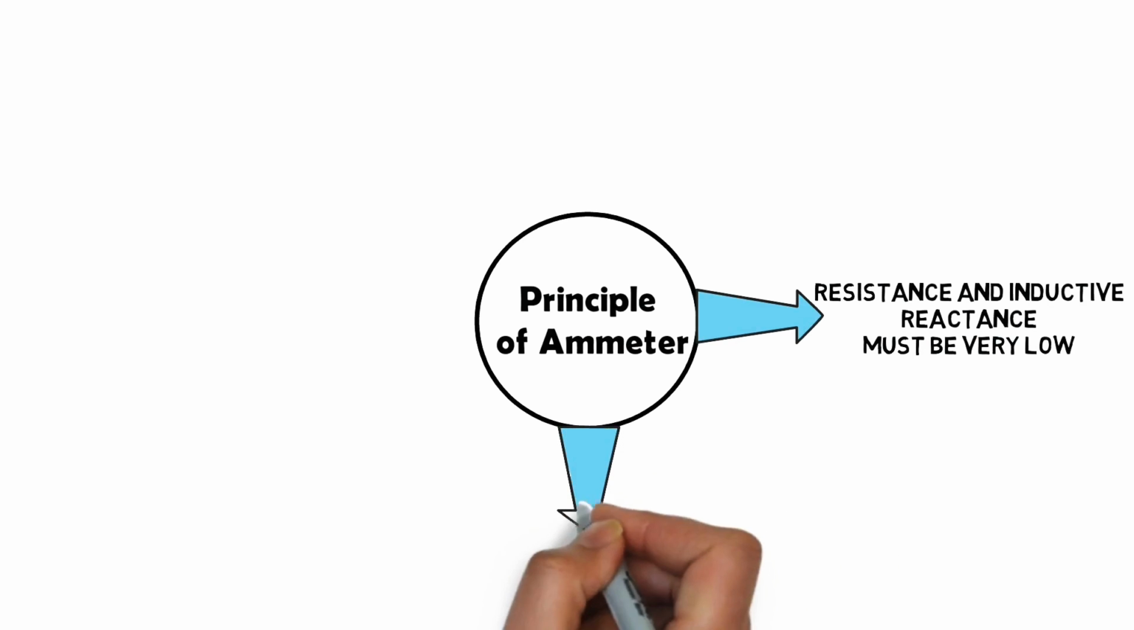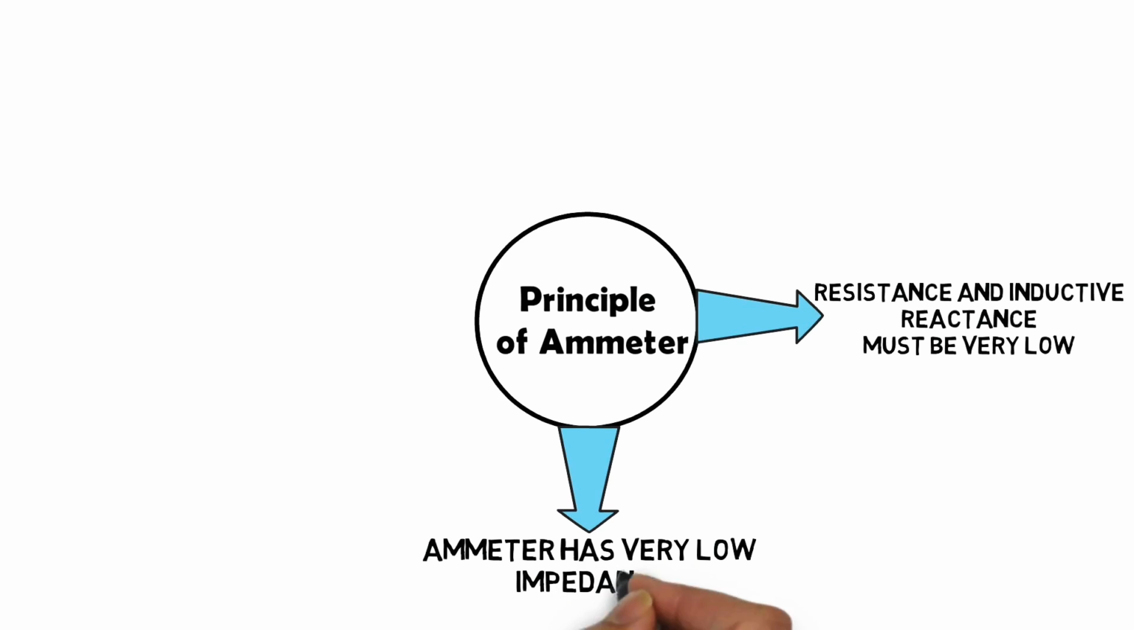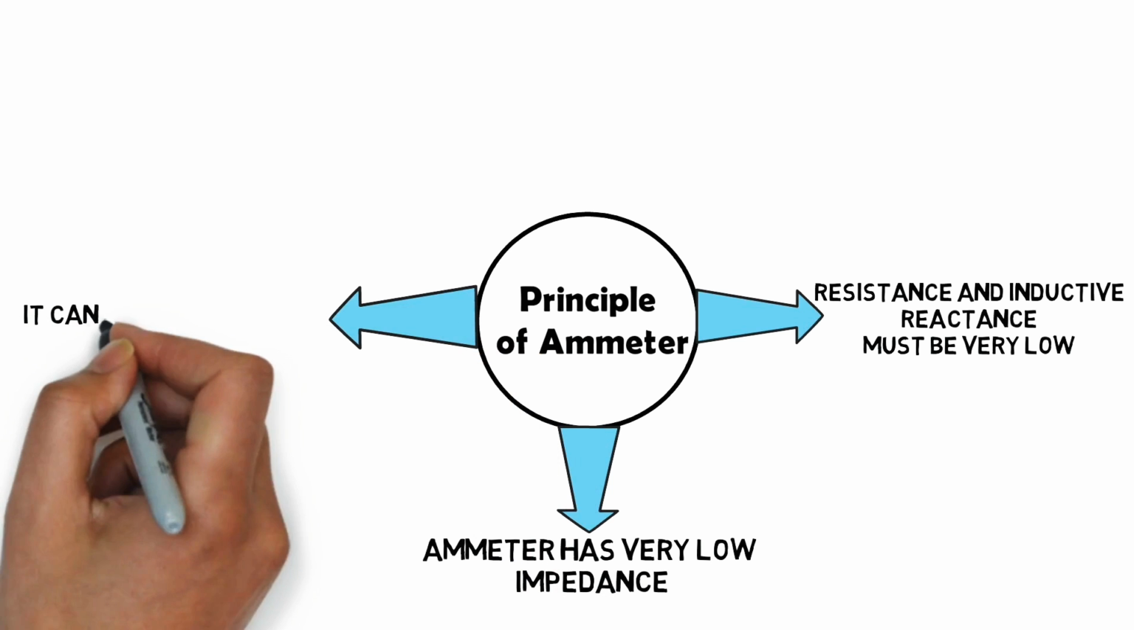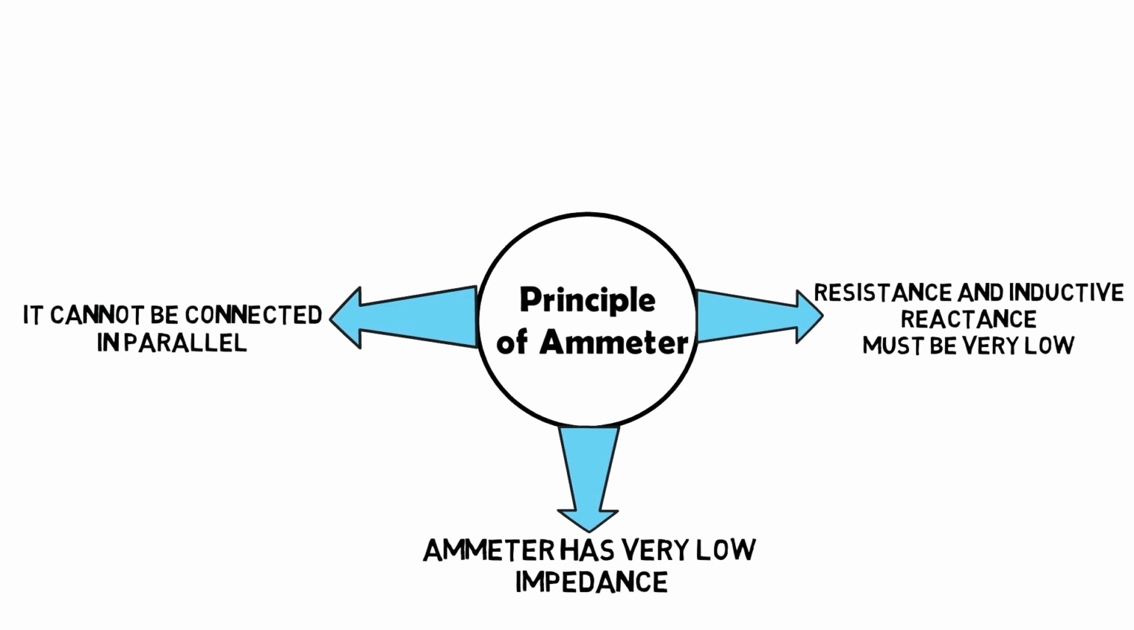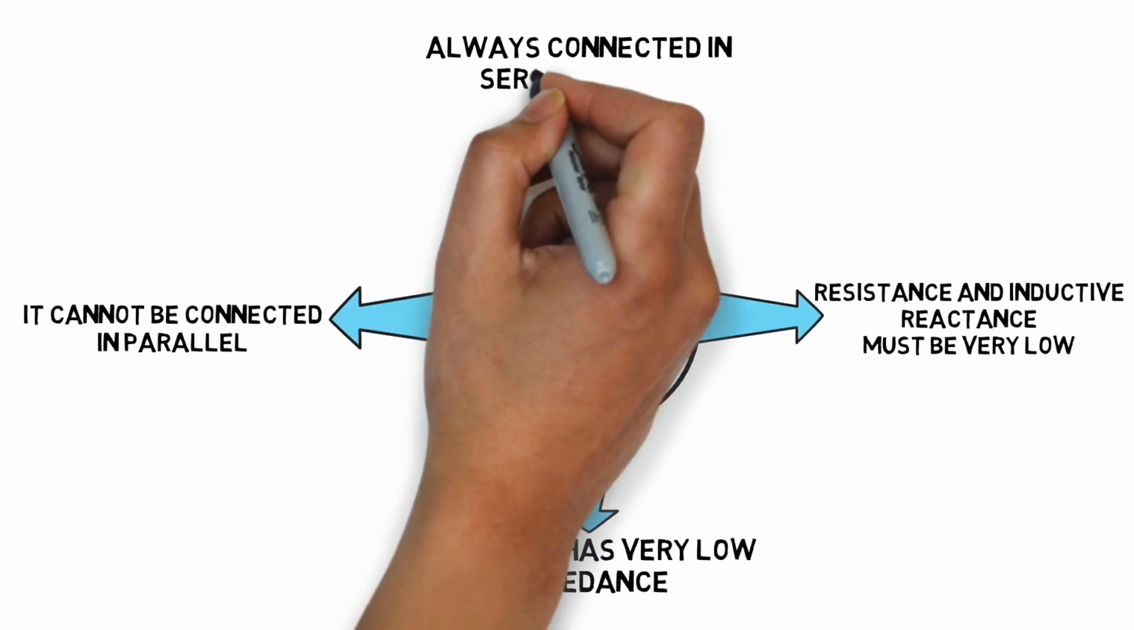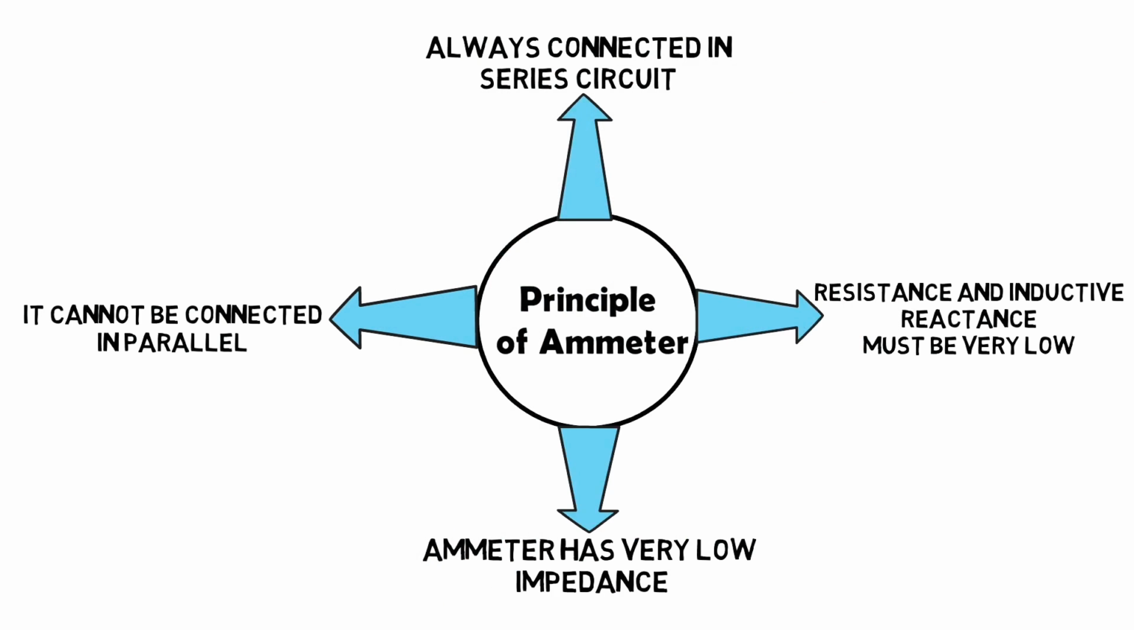The principle of ammeter is that the resistance and inductive reactance must be very low. Ammeter has a very low impedance as the voltage drop across the ammeter should be low. For an ideal ammeter, the impedance must be zero so that the voltage drop across the instrument is zero. The ammeter cannot be connected in parallel because of the aforementioned reason. Also, connecting an ammeter in parallel may result in a short circuit and the current passing through the ammeter might burn the instrument. If that is the case, then the ammeter must be in series.